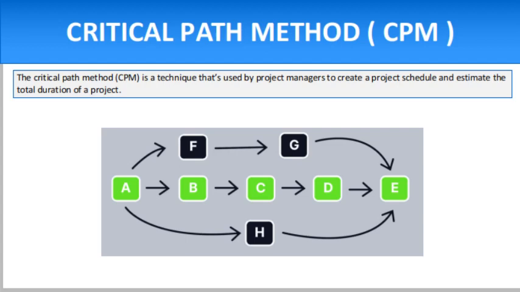To find the critical path, project managers use the critical path method algorithm to define the least amount of time necessary to complete each task with the least amount of slack. Once done by hand, nowadays the critical path method can be calculated automatically with project scheduling software equipped with Gantt charts, which makes the whole CPM method much easier. The critical path method is a technique used by project managers to create a project schedule and estimate the total duration of a project.